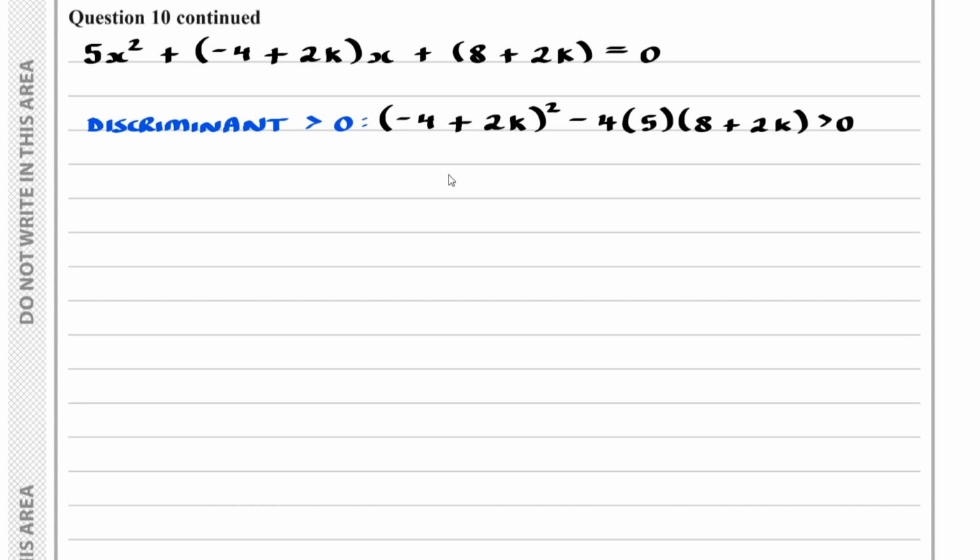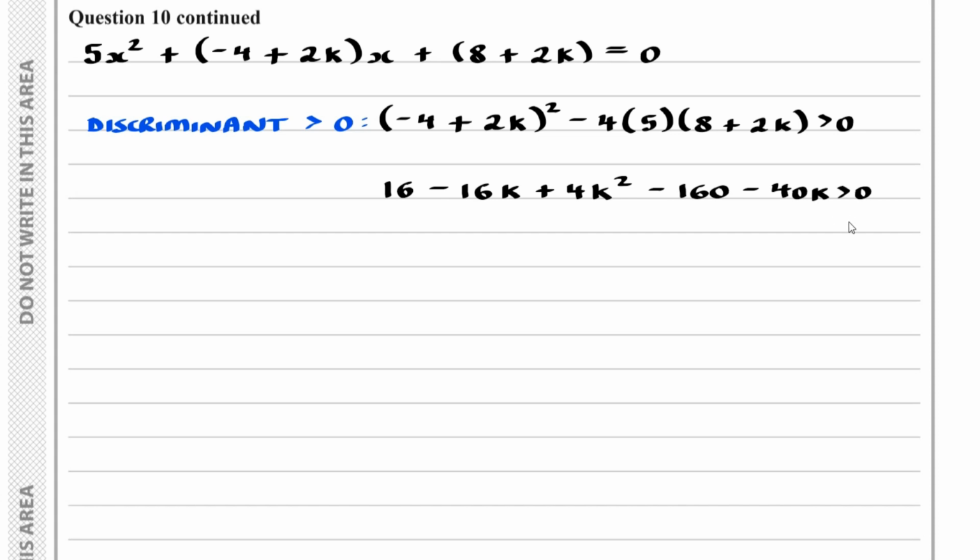So negative 4 plus 2k squared, that's 16 subtract 16k plus 4k squared. Then here I've got negative 4 times 5 multiplied by 8, which is negative 160. Then I've got negative 4 times 5 times 2k, that's negative 40k.